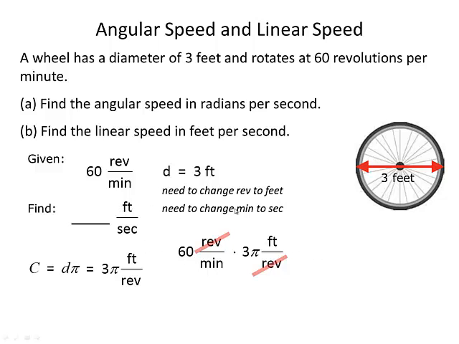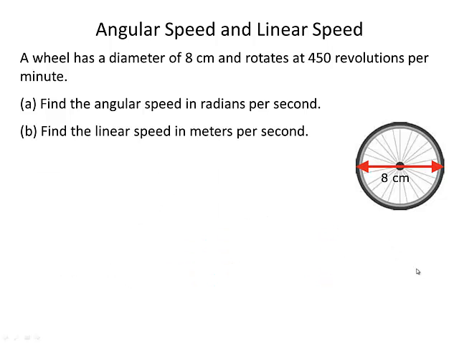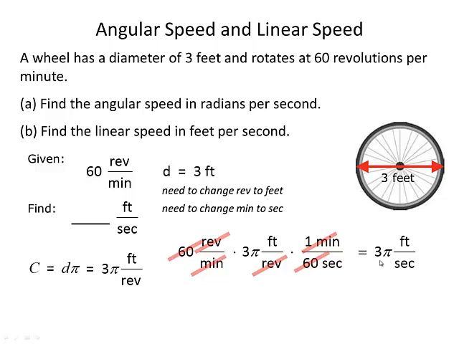Now we need to change the minutes to seconds. As before, to change the minutes to seconds, we use 1 minute is equal to 60 seconds. And we can cancel the minutes. And in this case, we can also cancel the 60s. And now we have 3 pi feet per second. We like our answers like this, but sometimes we can multiply that out and get 3 times pi, which is 3 times 3.14, which is 9 point something.